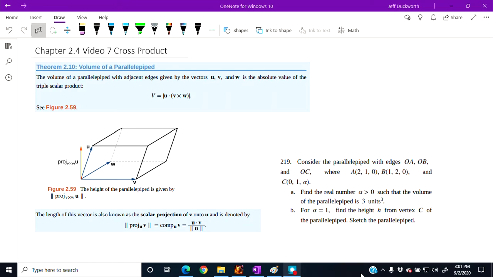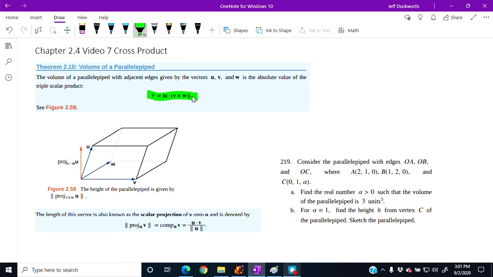All right, now we're going to look at trying to get the volume of these shapes made with parallelograms, which is a parallelepiped. The formula to do so is the volume equals the vector u multiplied by the cross product of v and w. And we take the absolute value of that, because a volume cannot be a negative number.